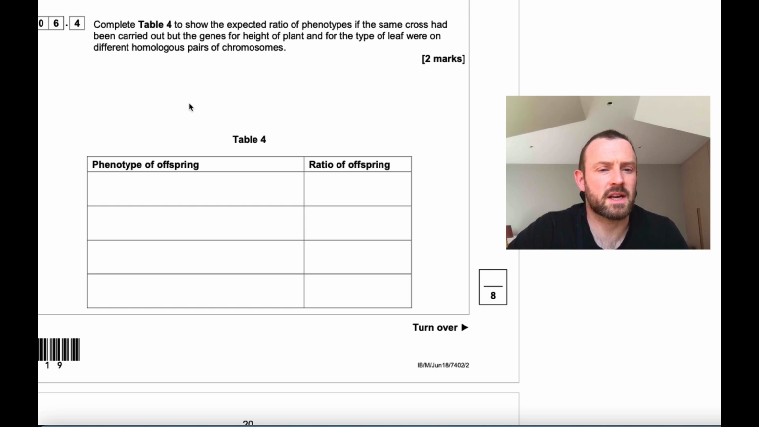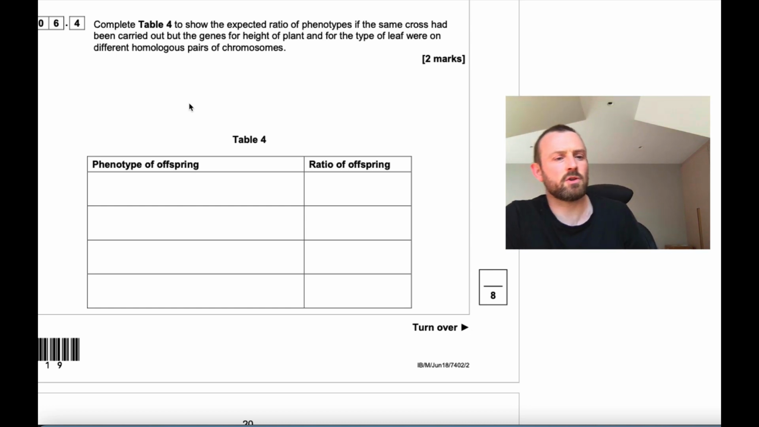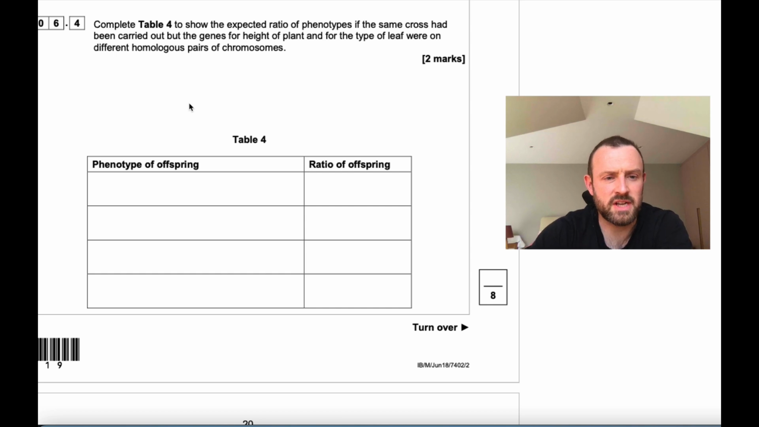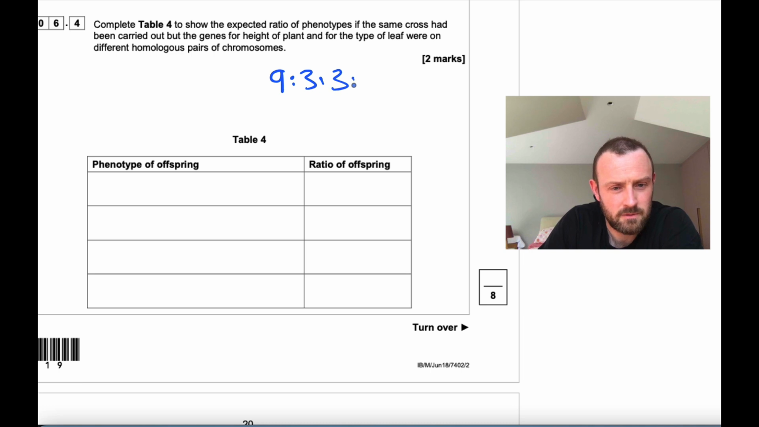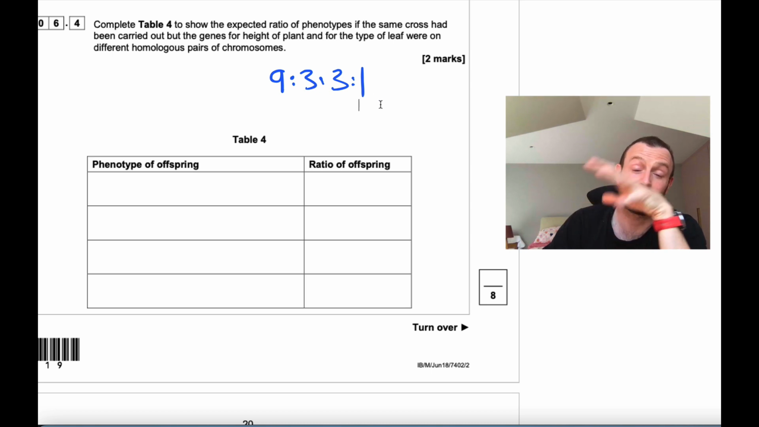Moving on to 6.4. Complete table 4 to show the expected ratio of phenotypes if the same cross had been carried out, but the genes for height of plant and for type of leaf were on different homologous pairs of chromosomes. Okay, so this is basically like no linkage. So this is two different genes that are not linked. So we would get the standard ratio, which would be 9 to 3 to 3 to 1. So 9 for the double dominant characteristic, dominant and recessive, recessive and dominant, and double recessive, both recessive characteristics.